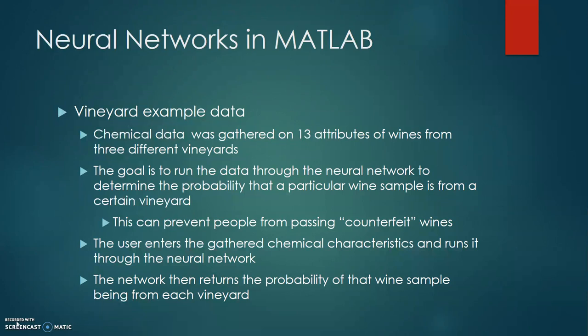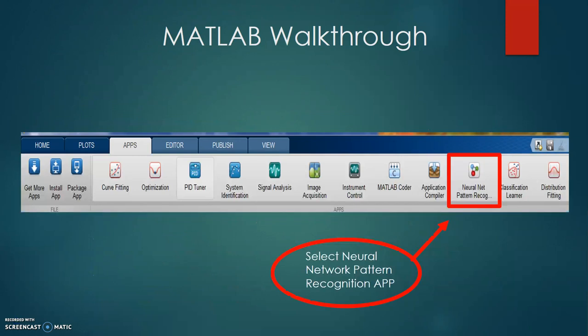So for this example, the user enters the gathered chemical characteristics and then runs it through the neural network. And then the neural network returns a probability of that wine sample being from each vineyard. Okay, so here's a quick walkthrough of how you would do this in MATLAB. You can pause this at any time if you want to see more in depth, but we're going to actually demonstrate this in MATLAB, so I'm just going to go through kind of quick.